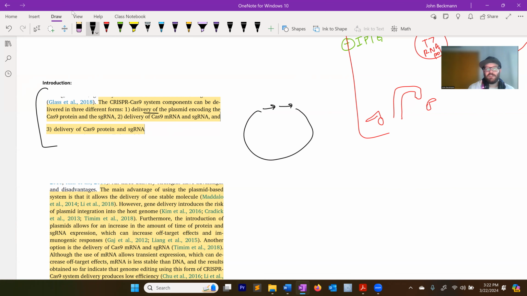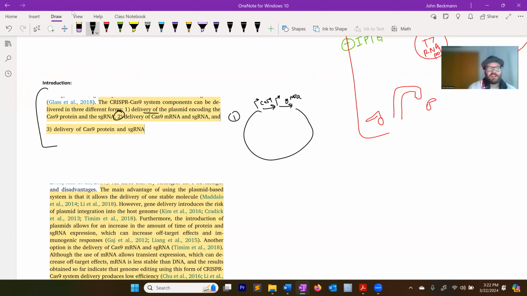So in one situation, you could deliver a plasmid that looked like this, where you had the guide, that's real bad writing, but that's guide RNA, and then this is the Cas9. So here's one way you could deliver and assemble the RNP.